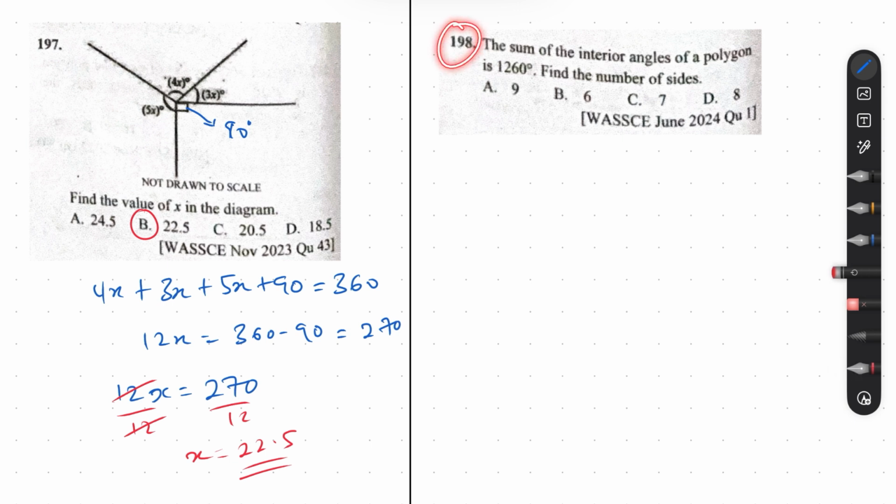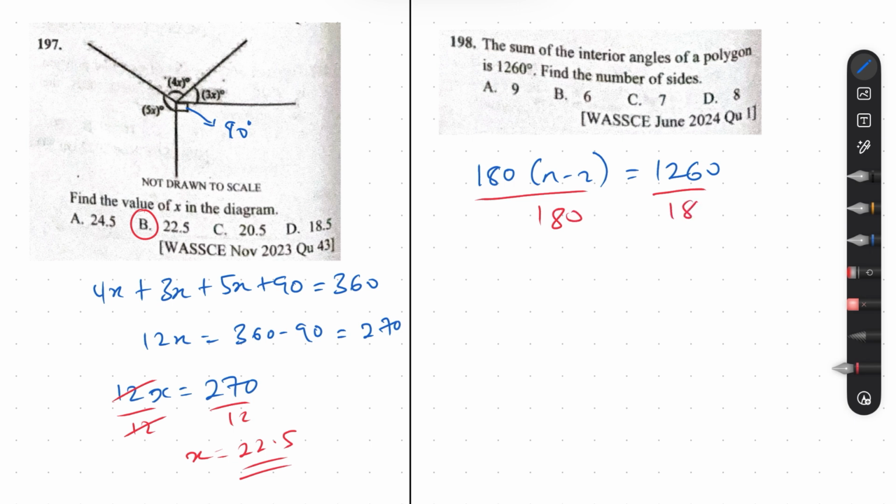198. The question says the sum of interior angles of a polygon is 1260. Find the number of sides. You know the formula, right? The formula is 180 times n minus 2. This is the formula for the sum of interior angles. And we said it is equal to 1260. So what we can do is divide both sides by 180.